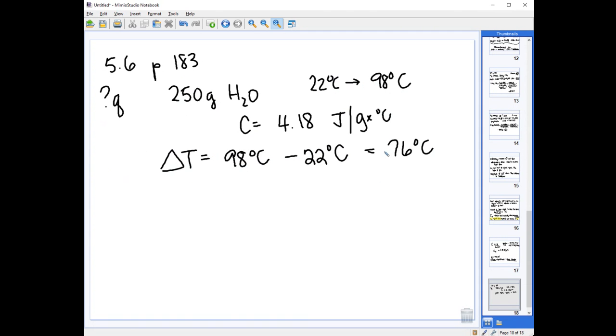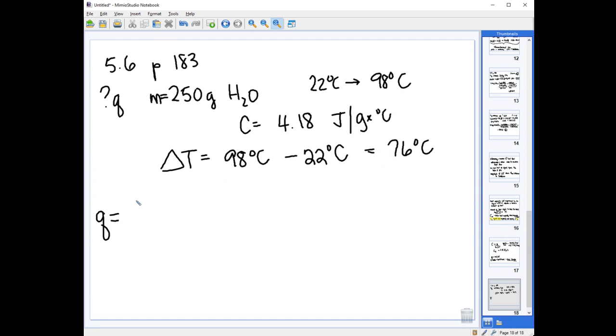So this is going to be an endothermic. My reaction says how much heat is needed to warm, so I'm going to have to add heat to my system. So it's going to be positive. Now I've got my delta T, I've got my C, I've got my mass, 250 grams. So now I'm ready to plug it in.